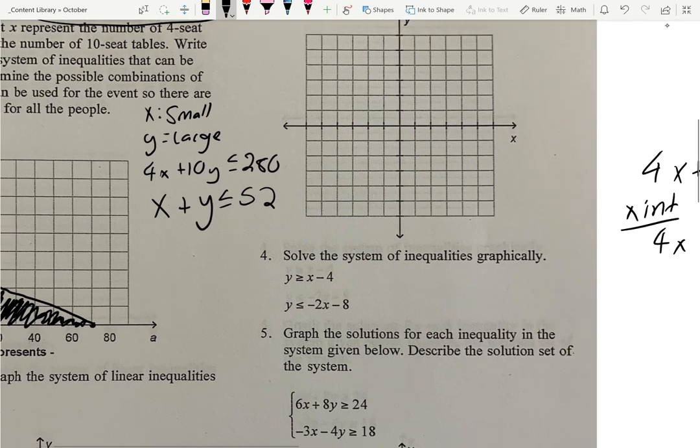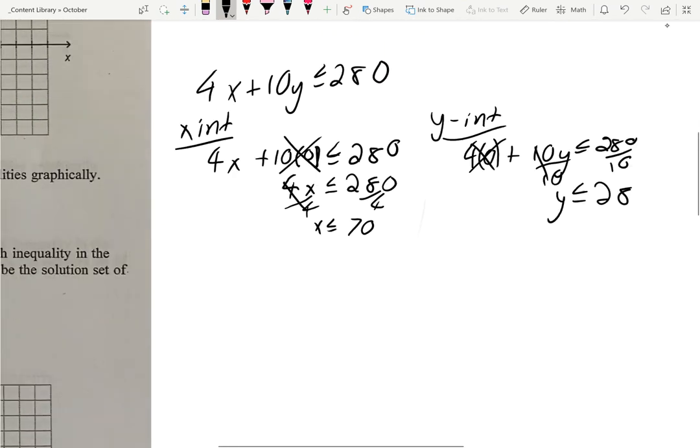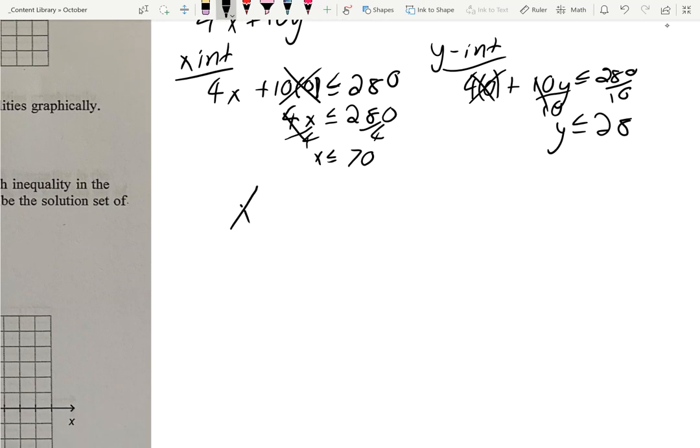And then we graph the other inequality. So the other inequality was x plus y less than or equal to 52.